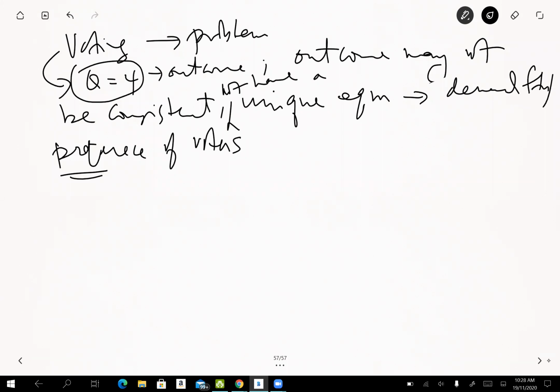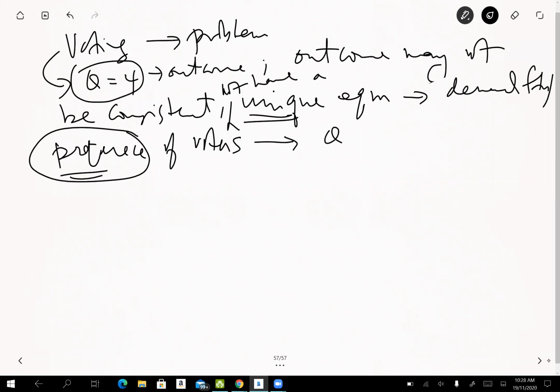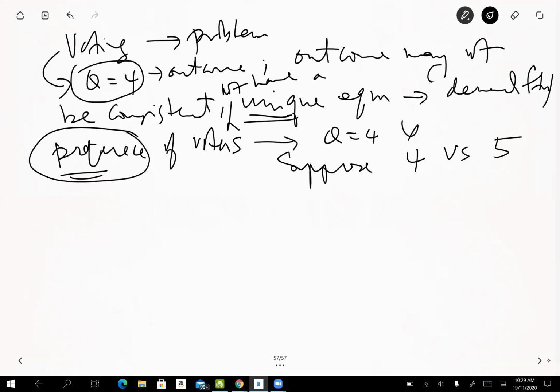Now, we need to look at it from another perspective, because we want to show that, due to the preference of the voters, you may not have a unique equilibrium. In other words, you may not have Q equal to 4. We're going to show this by voting from a different perspective. Suppose you put Q equal to 4 versus output equal to 5, and then you put 4 against 3.